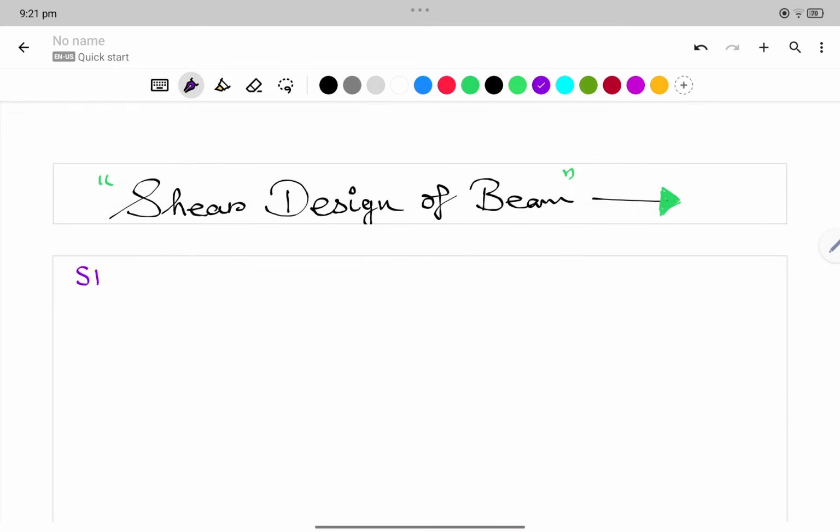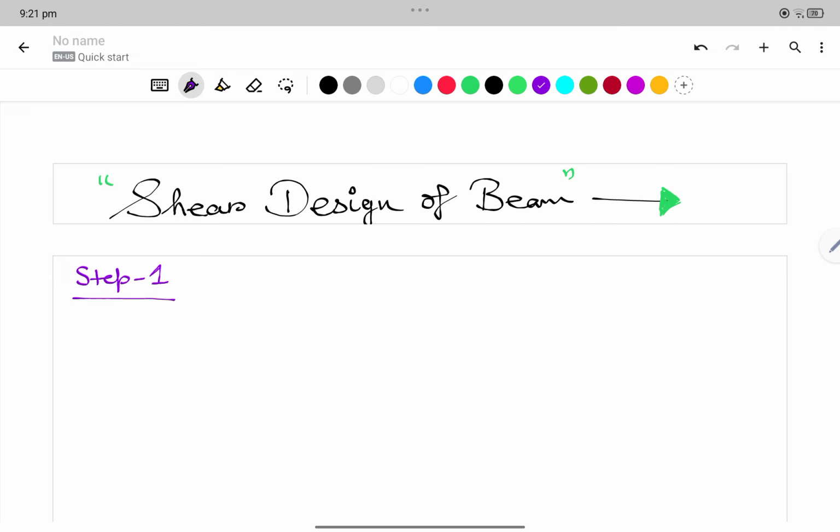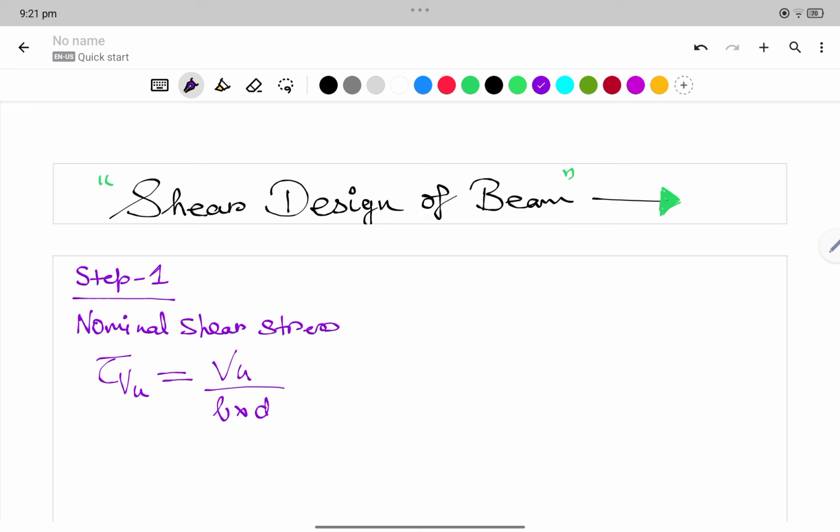Step 1, that is you have to find out the nominal shear stress. Okay, so what is this? This is tau v equal to Vu divided by b into d. So here Vu is called the factored shear force.